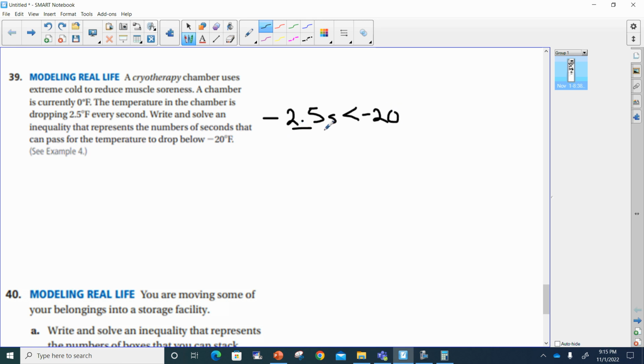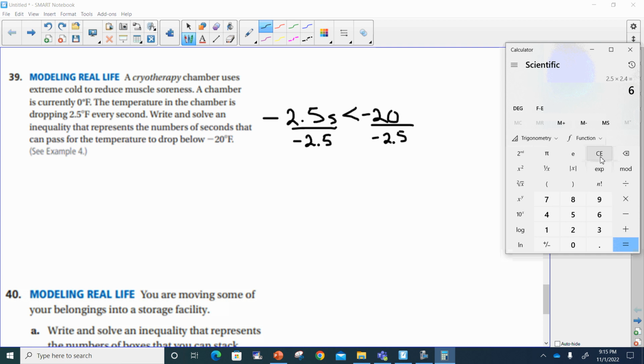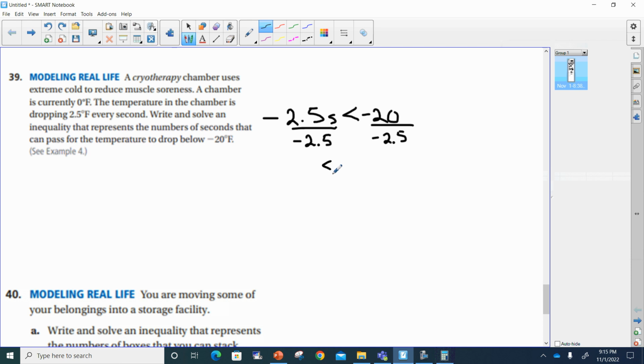To solve this, I'll divide by -2.5. Whatever I divide from one side, I'll divide from the other. Well, I know a negative divided by a negative is positive, and 20 divided by 2.5, I think that's going to give me an 8. Oh, good, 8. So that means I'm going to have S over here, and because I divided by a negative number, I have to turn my symbol around, and that's going to give me 8. A negative divided by a negative is a positive, and 20 divided by 2.5 is 8. All right, doesn't say to graph anything, right?